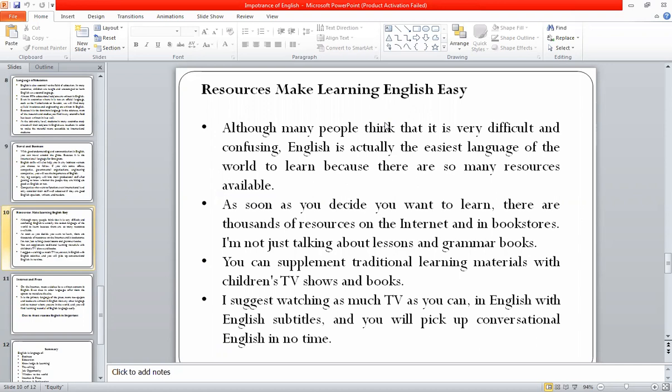So you can supplement traditional learning materials. Traditional learning materials means the books, educational books. Okay, and with children's TV shows and books, you can supplement them with children's TV shows like Cartoon Network, Pogo. But the only condition is that you will have to listen to them or watch these channels in English. Okay, you can also watch different Hollywood movies.